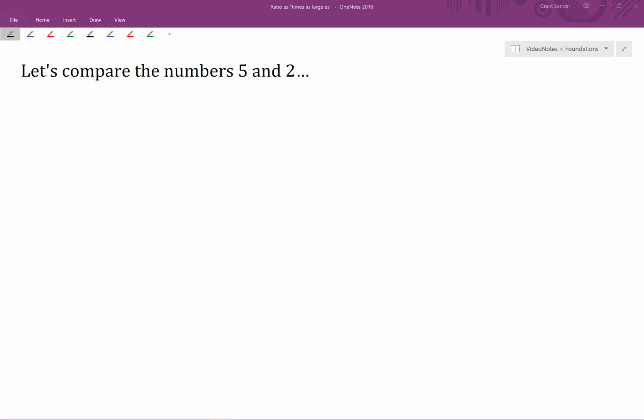We can think about fractions or division in many different ways, but in this video we're going to cover a specific way that's very important to this course. So let's compare the numbers 5 and 2. I'm going to draw some line segments to represent these values. We'll represent the value of 5 with this blue horizontal line segment, and then we'll represent the value of 2 using this red horizontal line segment.